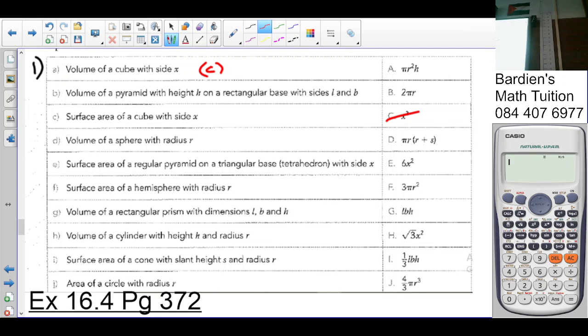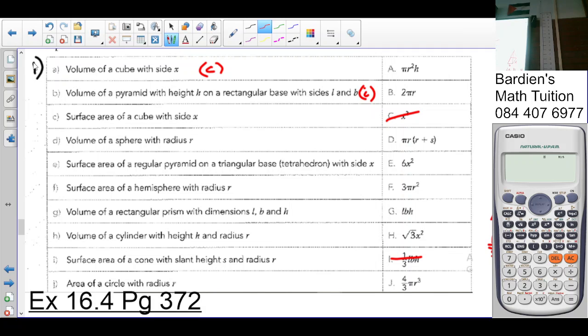The volume of a pyramid with a height h and a rectangular base. So you've got a rectangular base, with your breadth and your length, and there's your pyramid in the height h. How do you calculate the volume of a pyramid? It's a third of the area of the base times the height of this object. So it's a third length times breadth times height, which makes it I, not so?